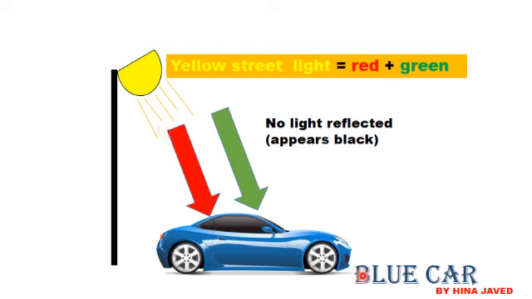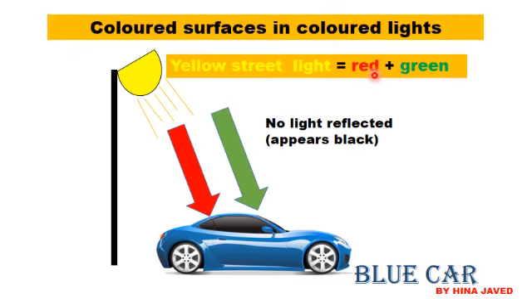For example, you have a blue car. How does the blue car look under a yellow street light? First, you have to know yellow street light, or we can say yellow color, is made by mixing red and green color. It means red and green color mixed together make yellow color. So yellow street light contains red color and green color.